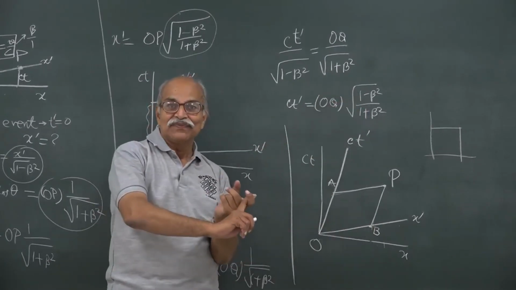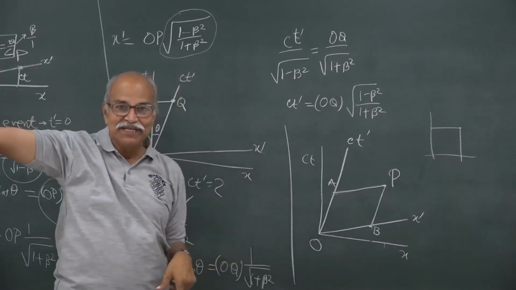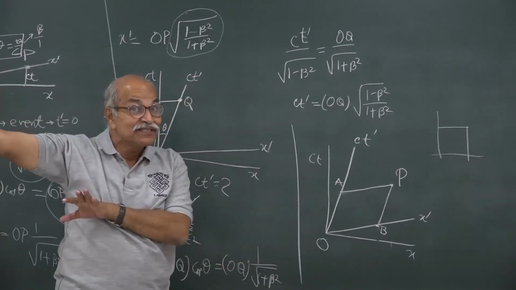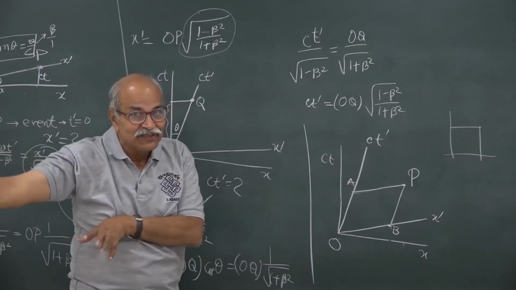So, you can go from x t to x prime t prime, the same thing which Lorentz transformation does. So, we will continue from here.